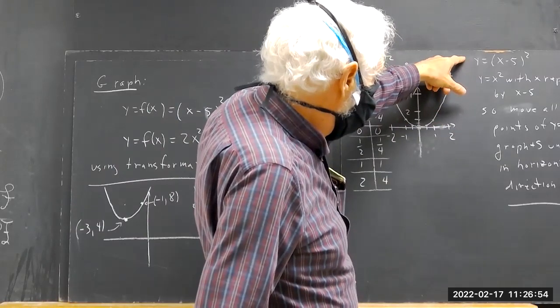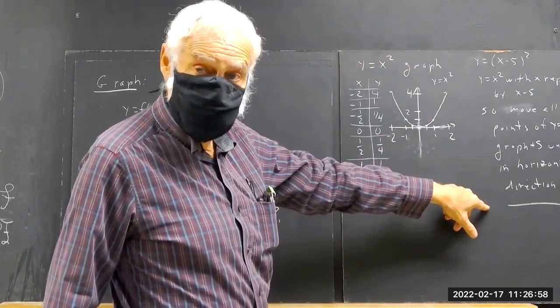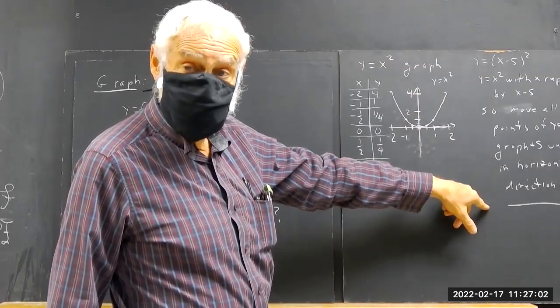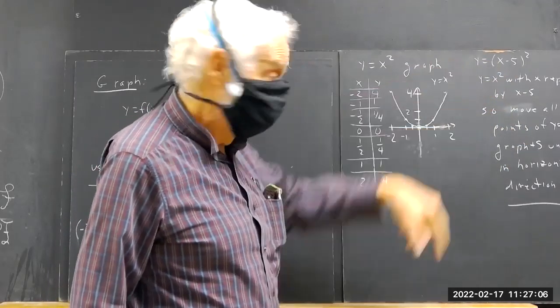So this is an important thing to understand. It's important to at least know the rule. Even better, understand why the rule is what it is, because x has to be 5 units bigger to give you the same thing.